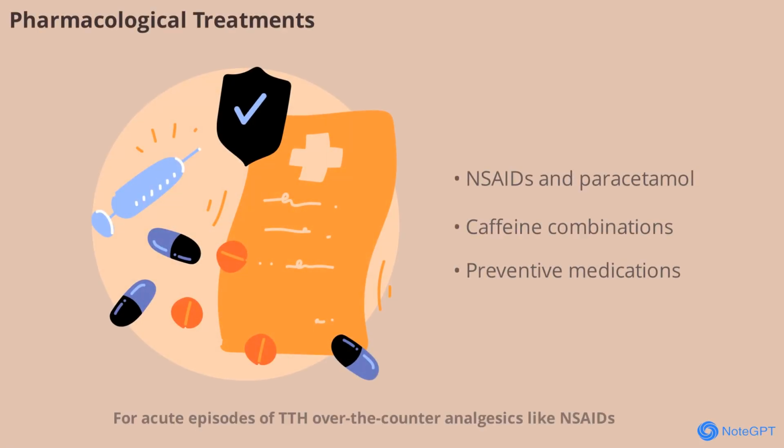For acute episodes of TTH, over-the-counter analgesics like NSAIDs and paracetamol are first-line treatments. NSAIDs are generally more effective, but paracetamol is preferred for patients at risk of gastrointestinal or renal side effects. Caffeine can enhance the efficacy of analgesics but should be used cautiously to avoid medication overuse. Preventive medications such as amitriptyline and mirtazapine are recommended for frequent or chronic TTH. Treatment plans should be individualized, considering patient preferences, comorbidities, and potential side effects.